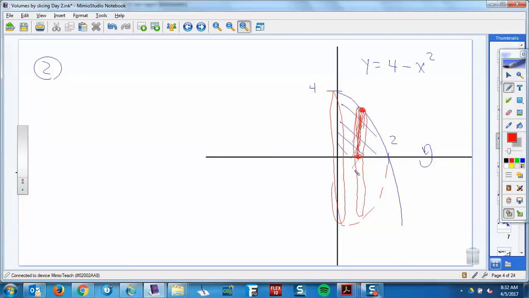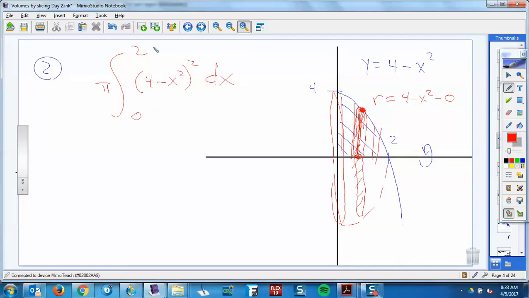You've got to understand that anytime you revolve something, it's going to create a circle, right? So this strip is going to be our radius. The top y value is 4 minus x squared. The bottom y value is 0. And so we're going to have pi, put it on the outside, r squared dx, and the strips are going to go from 0 to 2.